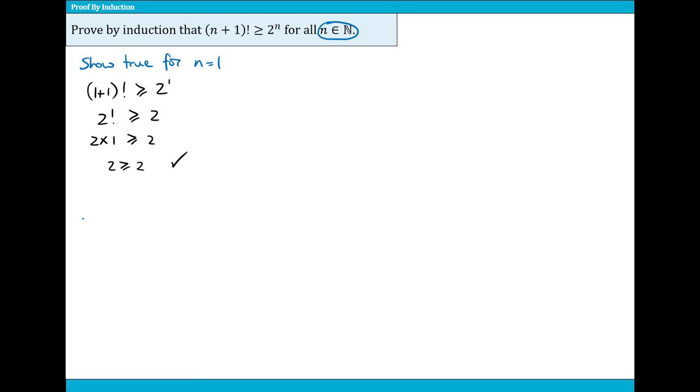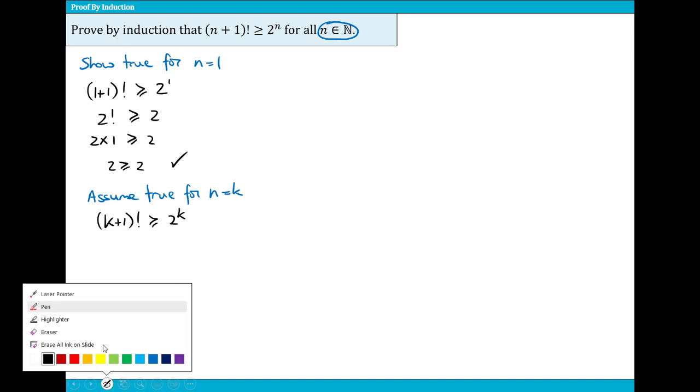We're going to assume that it's true for n equals k, so assume true for n equals k, which just means write the inequality as it is, except replace the n's with k's. So k plus 1 factorial is greater than or equal to 2 to the power of k. And we leave that, we'll return to it in a minute.